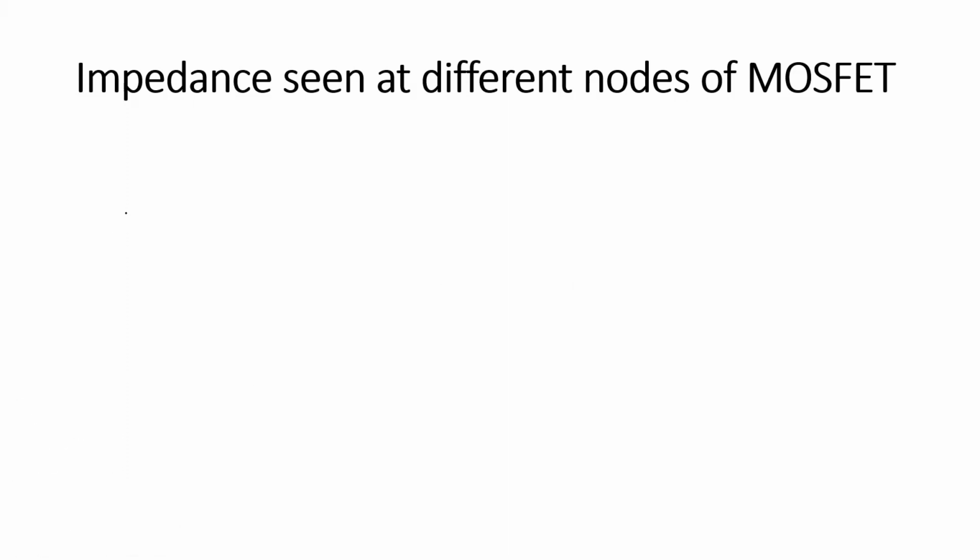If I take a simple NMOS, this is your drain, gate, and source. The point is that suppose we want to calculate the impedance seen from the drain side. Then how to calculate it? And if you want to see the impedance from the source side, and from the gate side, what will the calculation strategy be?